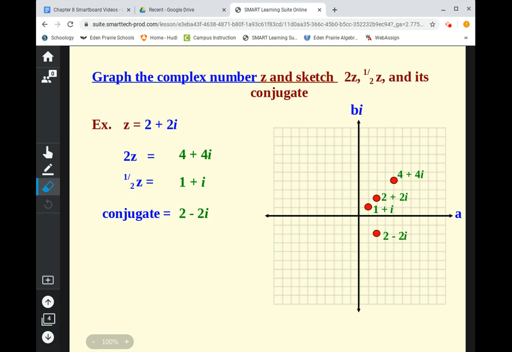Now graphing these, the first one would just be 2 comma 2. So you can see right 2, up 2. You can see it's right there, 2 plus 2i. 2z is right 4, up 4. So 1, 2, 3, 4, up 1, 2, 3, 4. Label it. 1/2 z is right 1, up 1. Right 1, up 1, and label it. And the conjugate, right 2, and down 2, and then label it. No big deal.